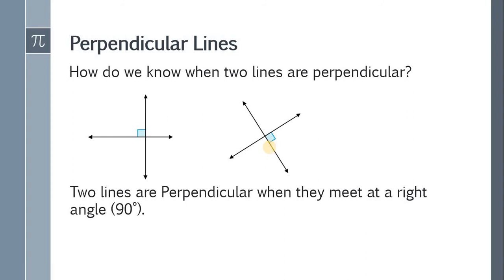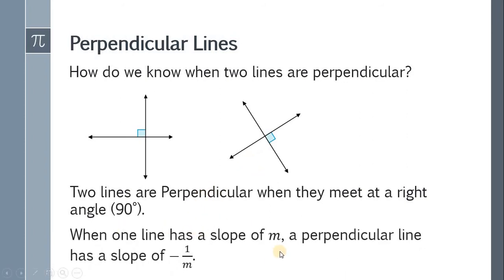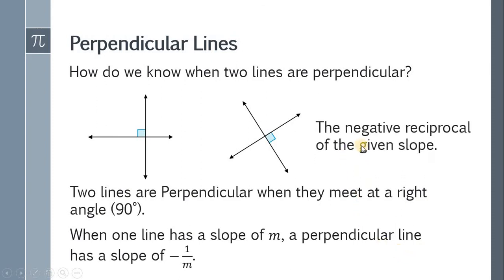Now, ano yung masasabi natin sa kanilang slope? When one line has a slope m, a perpendicular line has a slope of negative 1 over m. In other words, the negative reciprocal of the given slope. Pag sinabing negative reciprocal, for example, 2, ang negative reciprocal niyan is negative 1/2. Kung 3, negative 1/3. Kung 1/3, negative 3, and so on and so forth. So let's have some example para mas maintindihan natin.